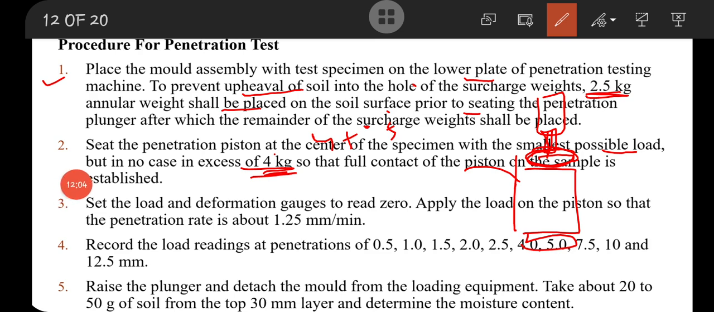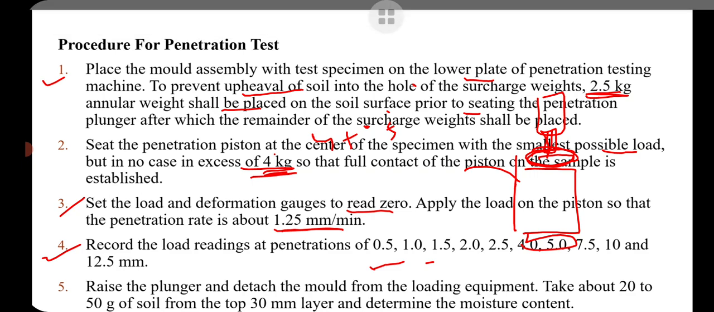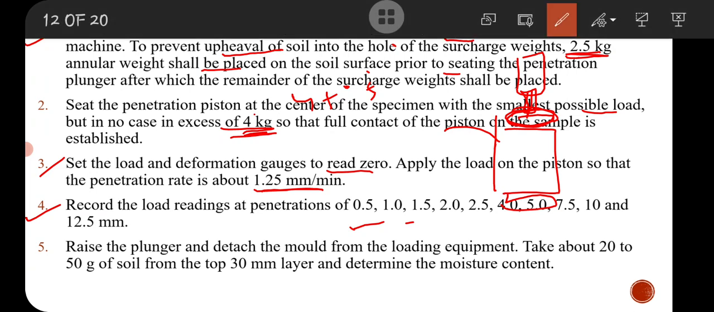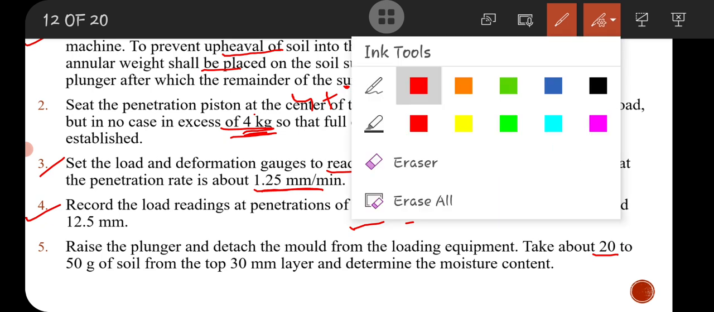Then we have to give load at a rate of 1.25 mm per minute. Before that, we have to ensure the dial gauge reads 0. Then record the penetration at 0.5 mm, 1 mm, up to 12.5 mm. Then raise the plunger and detach the mold from the loading equipment. Take about 20 to 50 gram of soil from the top 30 mm layer to determine the moisture content.